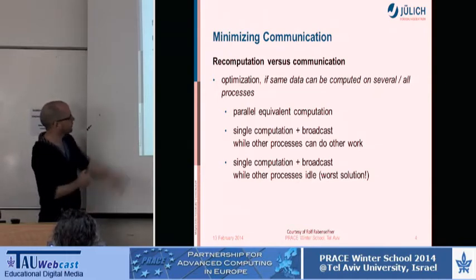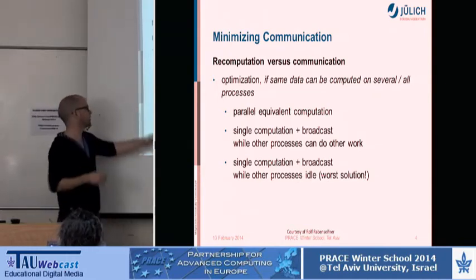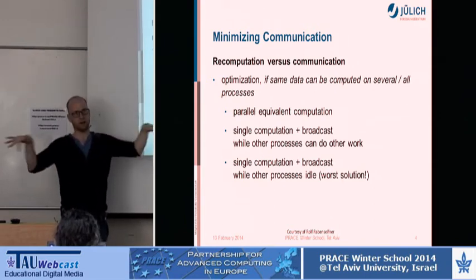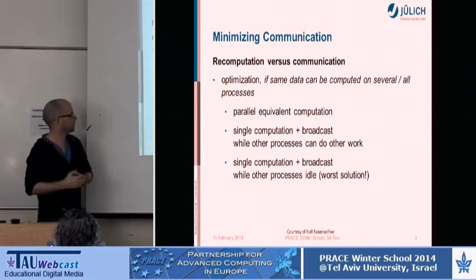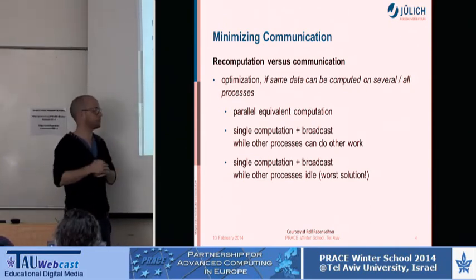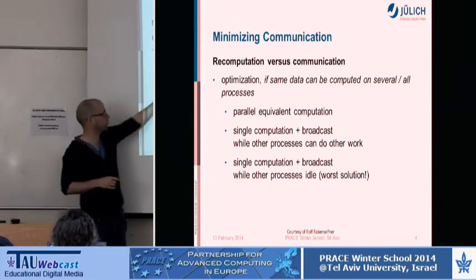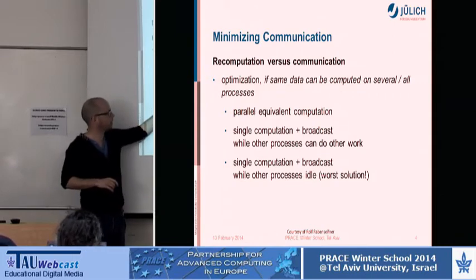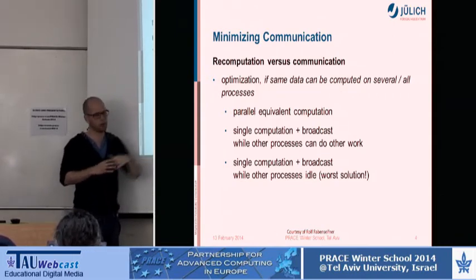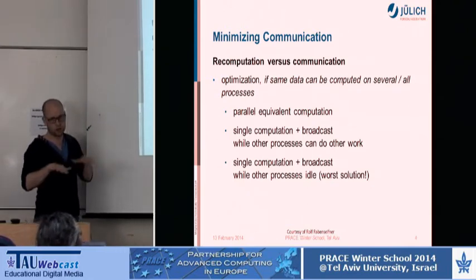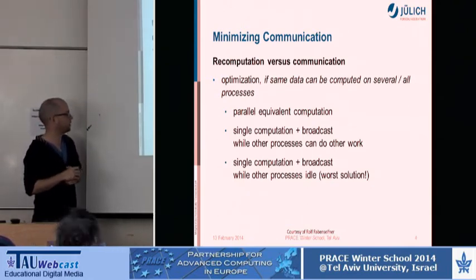If several people can do it, you have a couple of options. You can do a parallel computation: everybody does the same computation and gets its own answer. Or you can do a single computation and then a broadcast on top of that. The idea here is that with a single computation and a broadcast, the other processes can do work while the first one is doing the computation. So you try to overlap these areas a little bit.